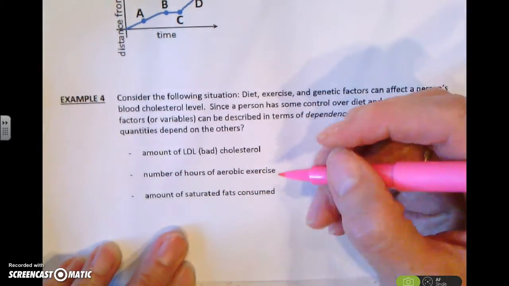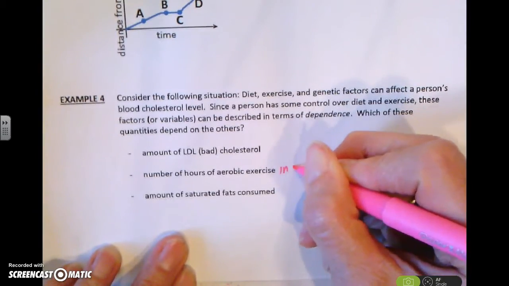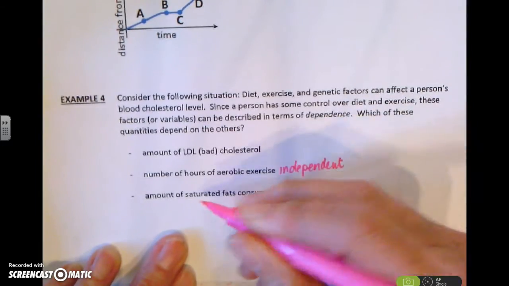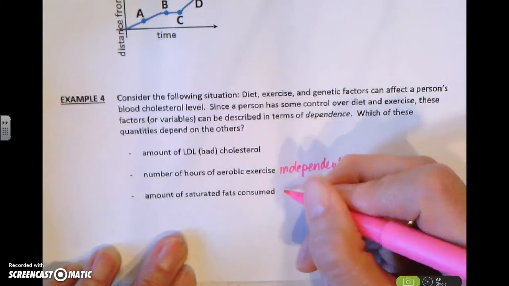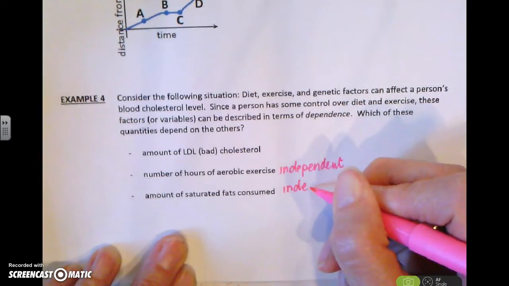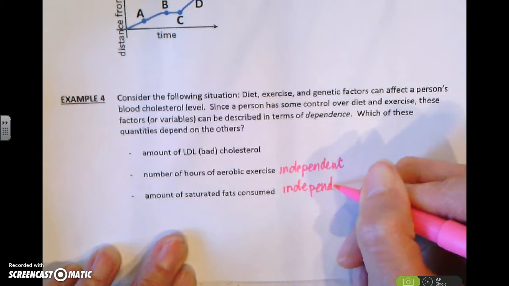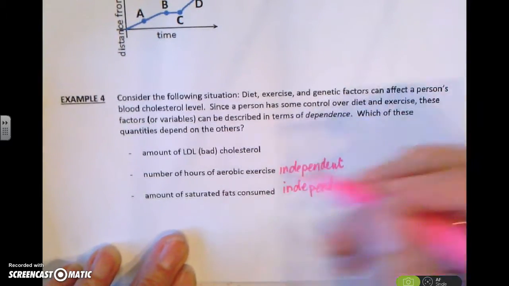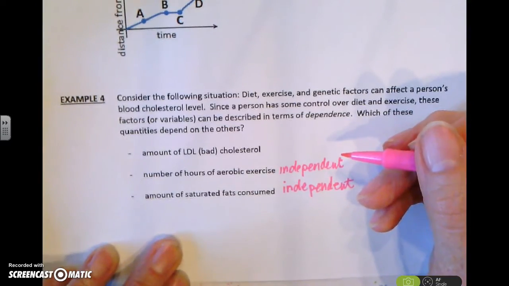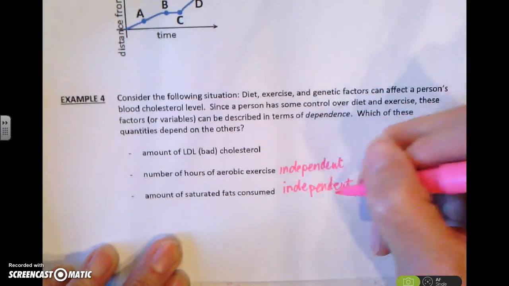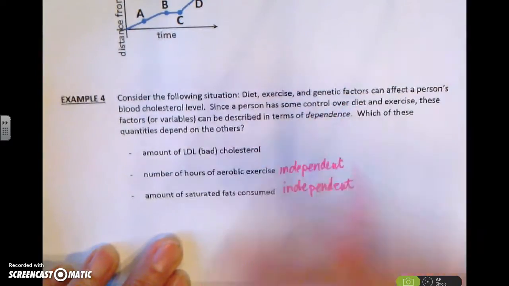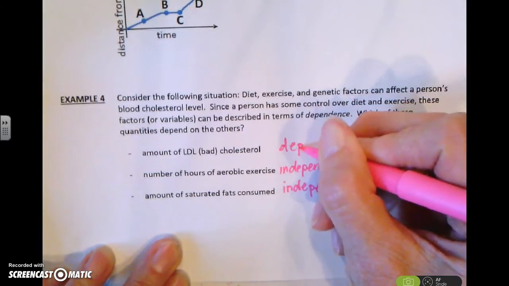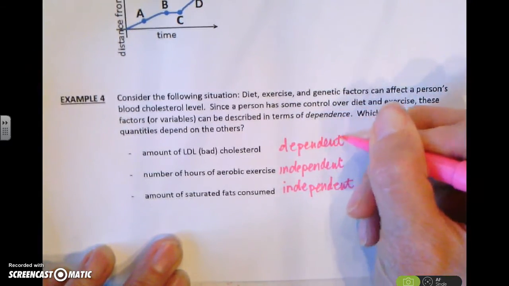The ones that we have control over, which is the number of hours of exercise that we do, would be our independent variable. We can choose how much we want to do, as well as how many saturated fats we consume. We could make those decisions as well. Nobody's forcing it down our mouths, so we choose to eat whatever saturated fats we put in our mouth. So those are independent. Then as a result, the bad cholesterol supposedly will go up. So this is going to depend on the others, so I'll say that it's dependent.